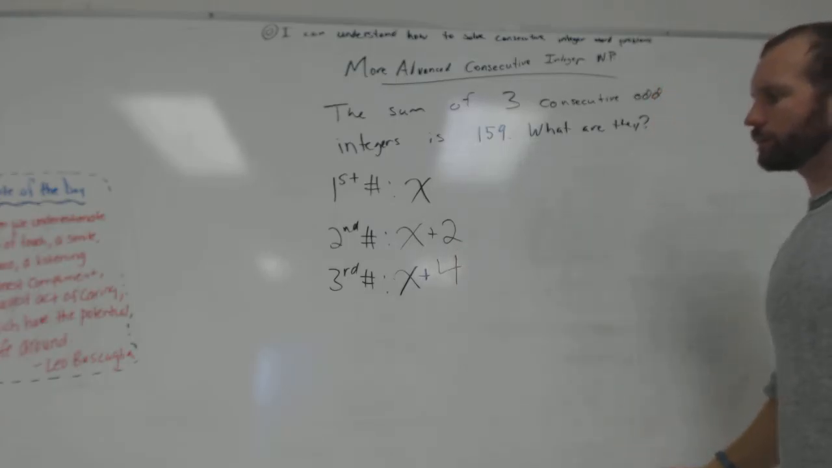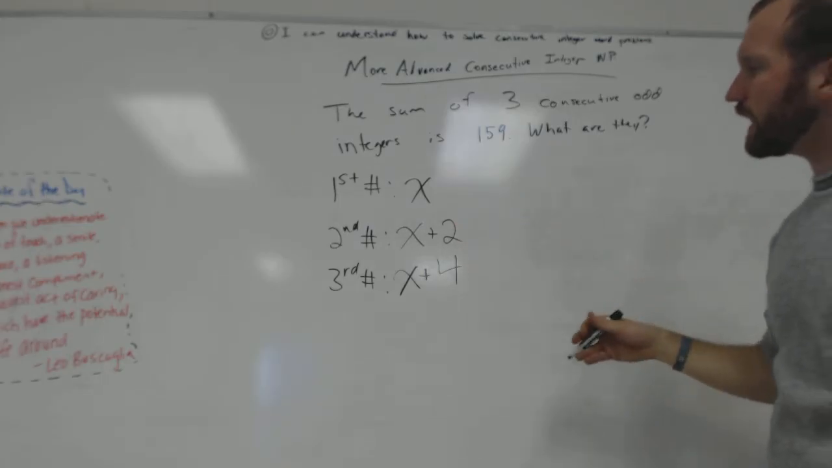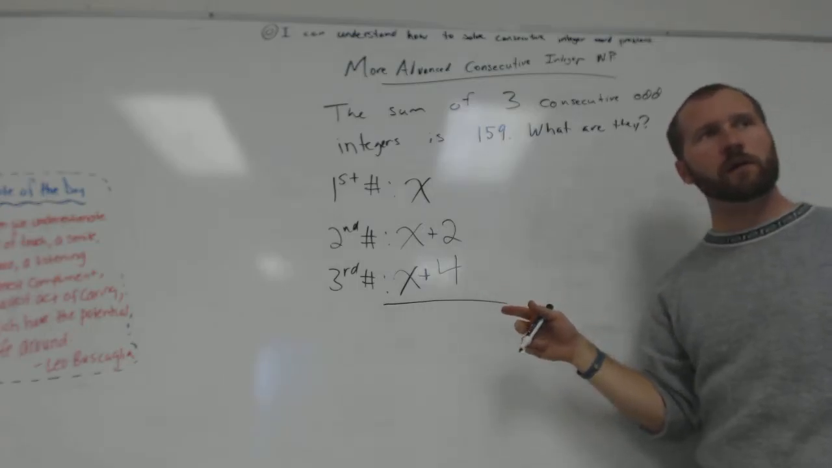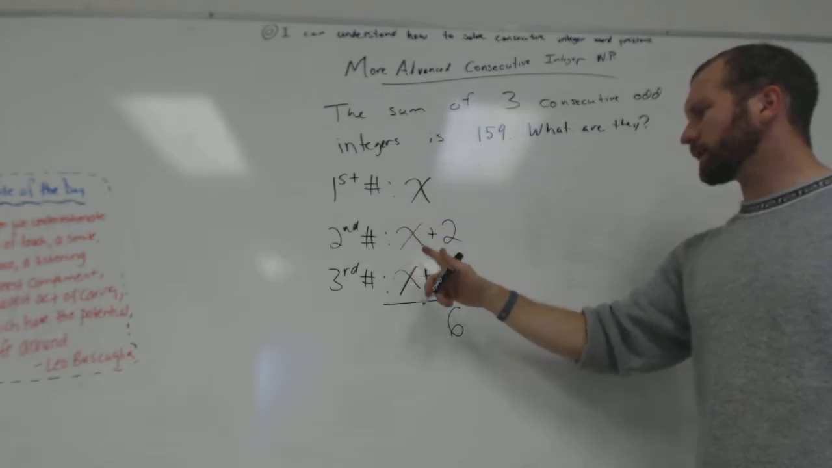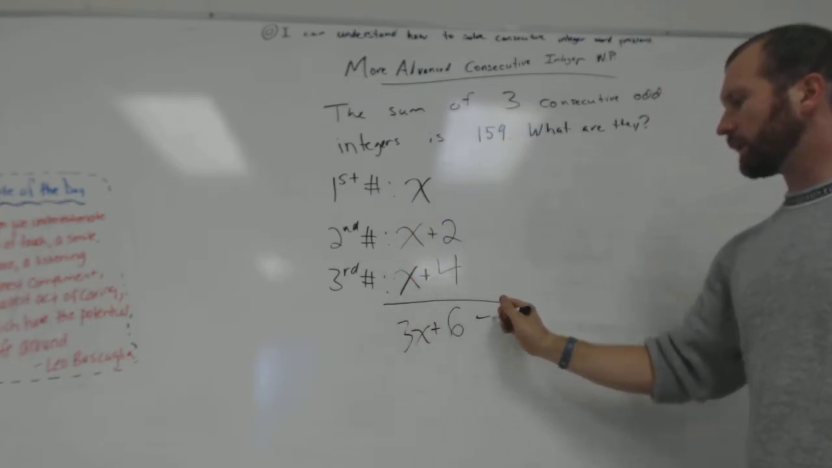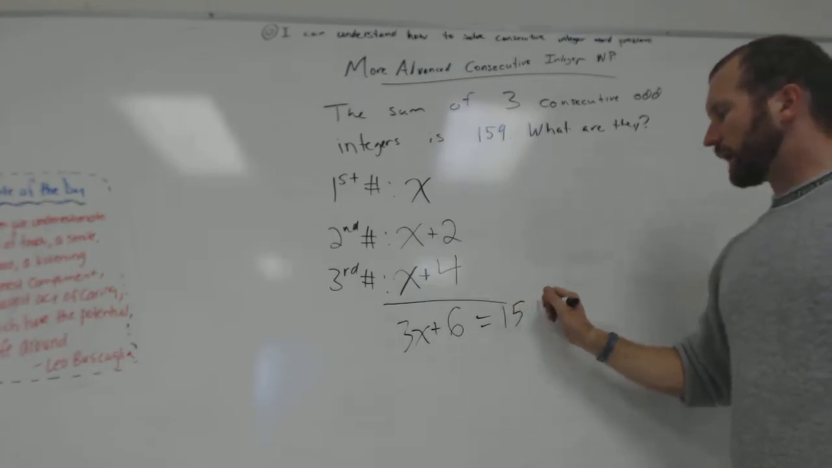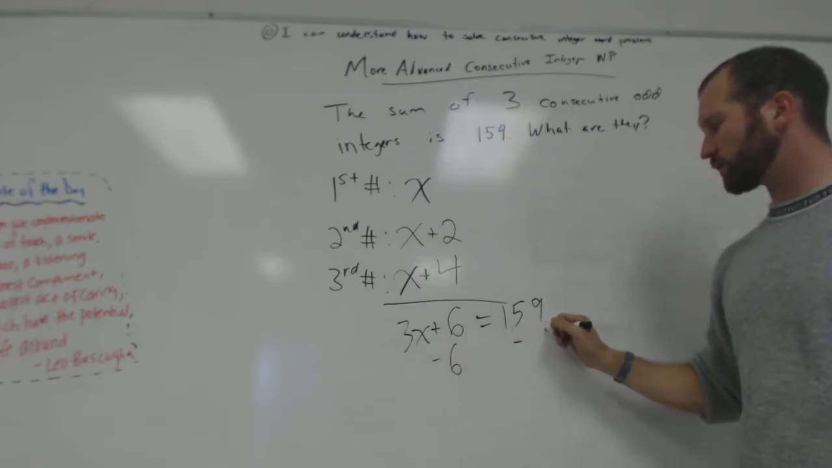So when I have consecutive odd integers, I have x, x plus 2, x plus 4. Sum them up. What is 2 plus 4? 6. What is x plus x plus x? 3x. 3x plus 6 is 159. Subtract 6 from both sides of my equation.